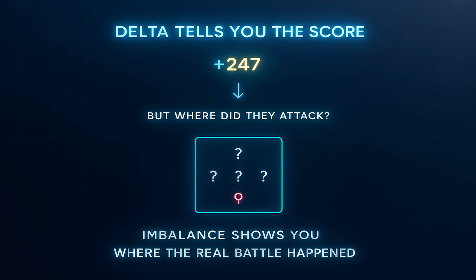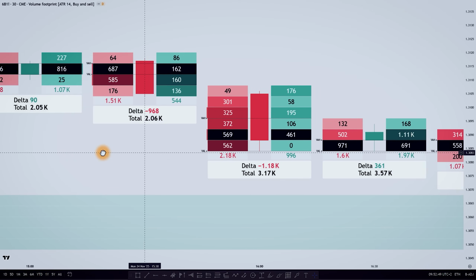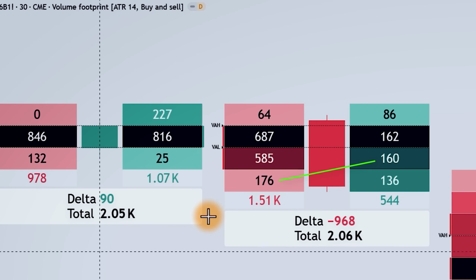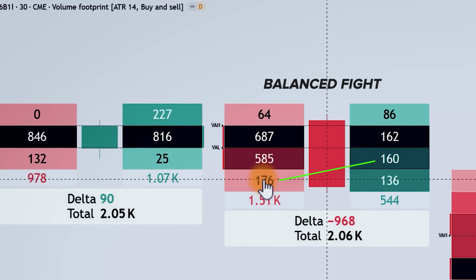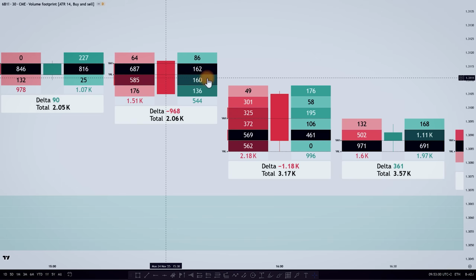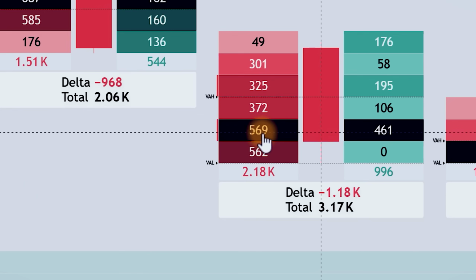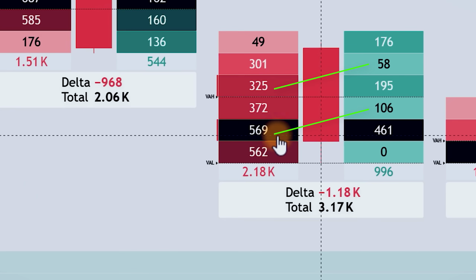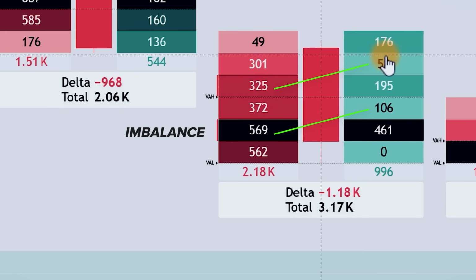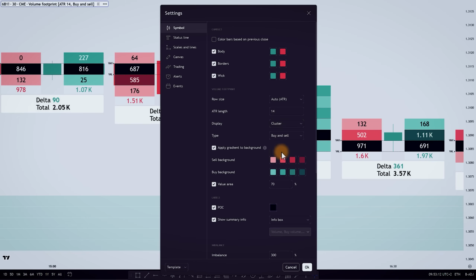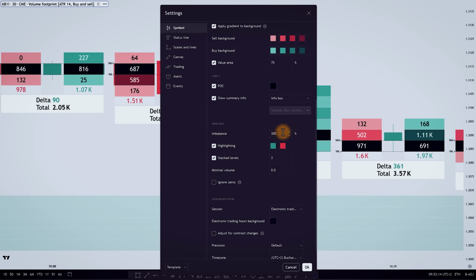This is where footprints get really powerful. Let me show you something that reveals everything. At most price levels, buyers and sellers are roughly balanced. 80 versus 90. Close fight. Nobody's dominating. But sometimes, one side completely crushes the other. You see 50 versus 400. That's not a fair fight. That's a massacre. That's an imbalance. And it matters more than almost anything else on the footprint.